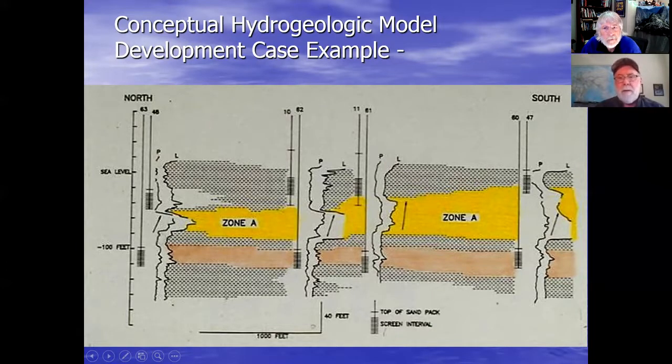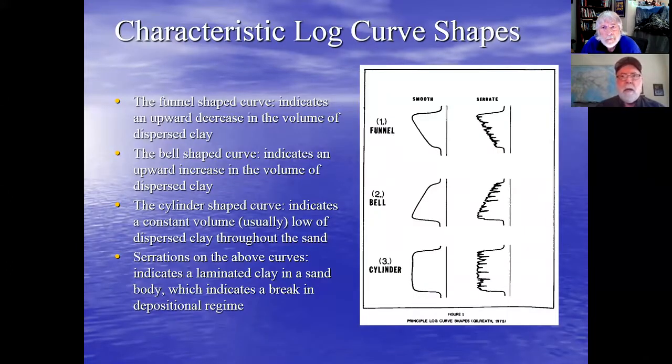So let's go on to the next slide. And the characteristic log curve shapes that you see here from an SP curve, resistivity curves would just be the mirror image of that. And they are representative of the deposition that occurs in that sand body. The funnel that you see here at the top is indicative of less dispersed clay as you move upwards from the base of the unit. That's a coarsening upward sequence in that sand or gravel body. The bell is the opposite. The bell shows relatively low dispersed clay and increasing clay towards the top.